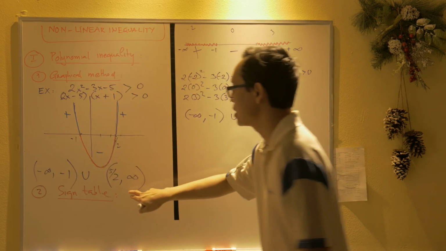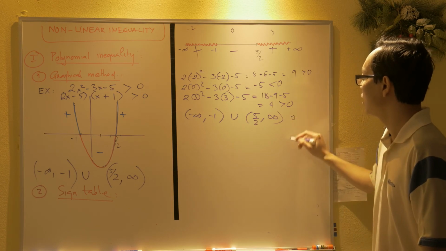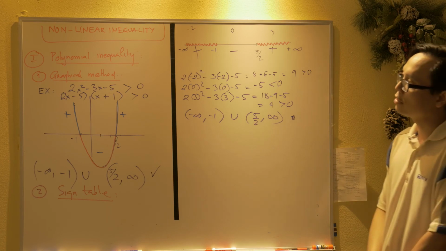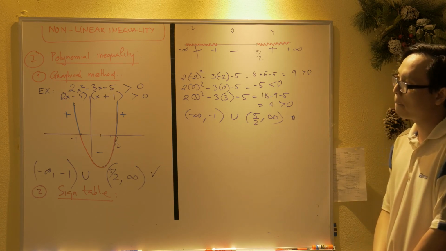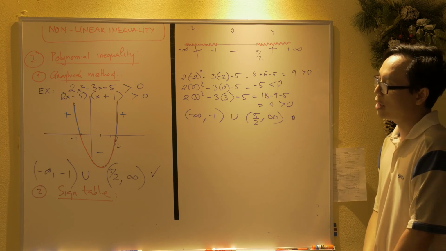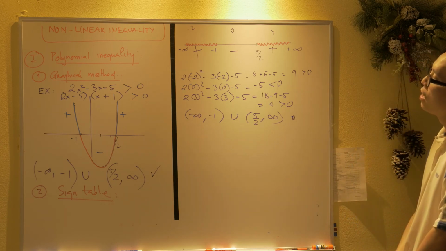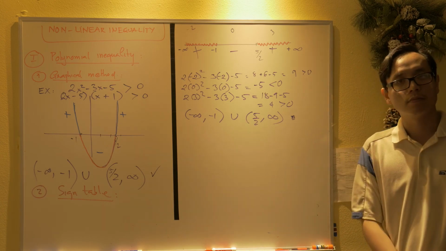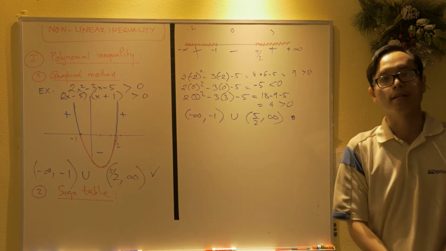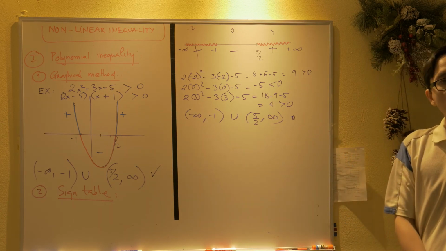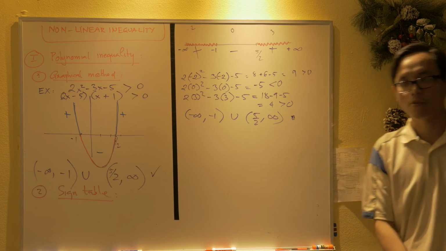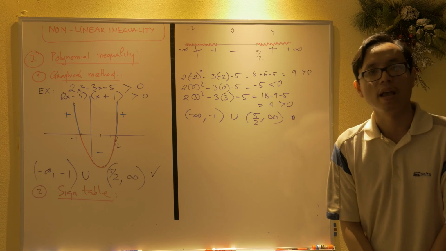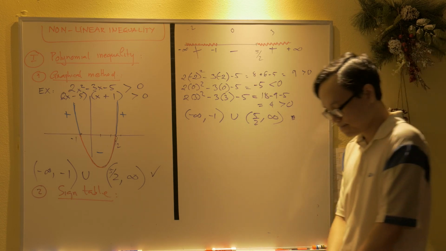So you see that it's the same as the graphical method. There are 2 methods to solve a polynomial inequality: the graphical method and the side table. But that is when you have a simple polynomial, a second degree polynomial, which is considered the simple one. What if I have a very high degree polynomial? For example, 10 degree, 6 degree, 8 degree. What could I do?